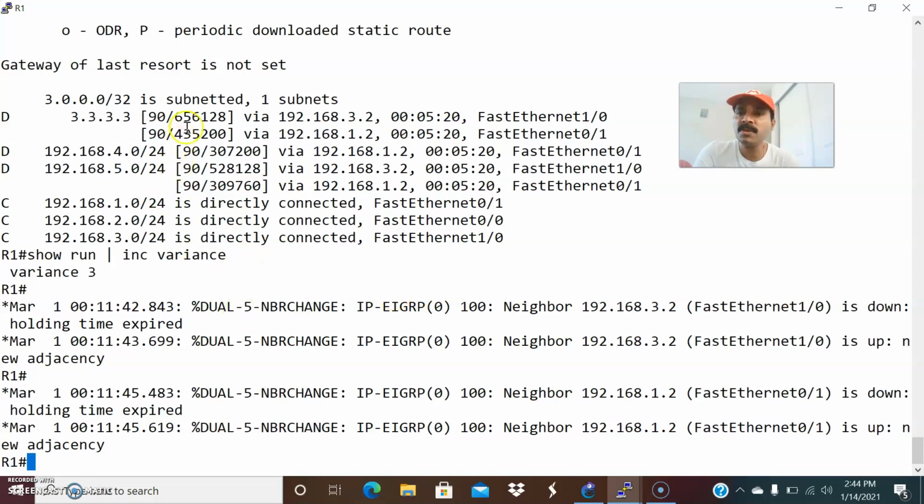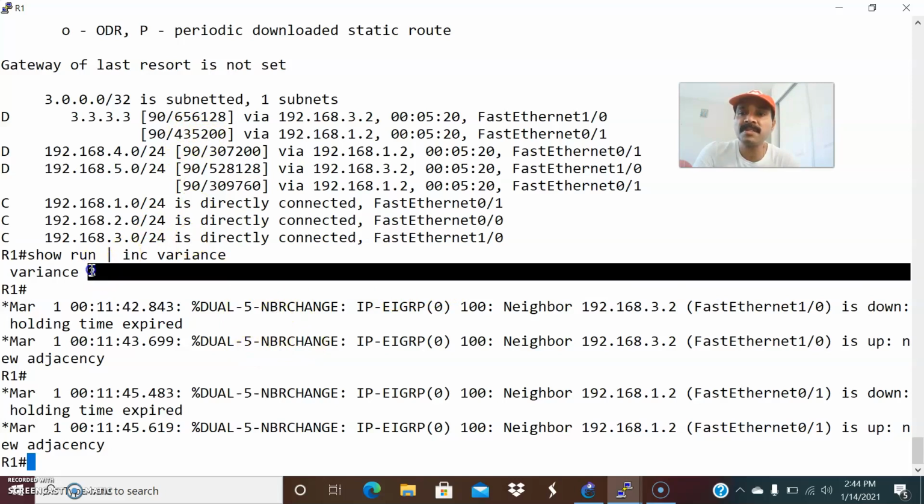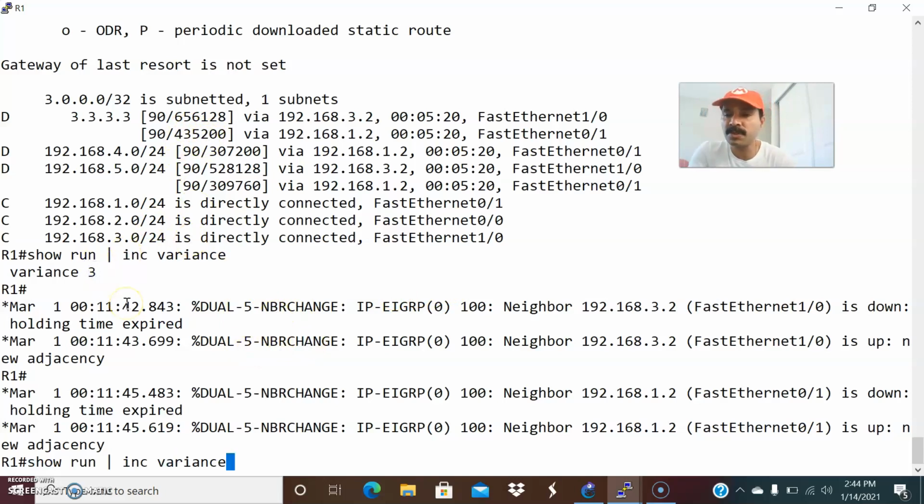So here it is showing only the two paths. So why? Because of the variance parameter. So we have to change the value. How can we do that? I'm going to show it.